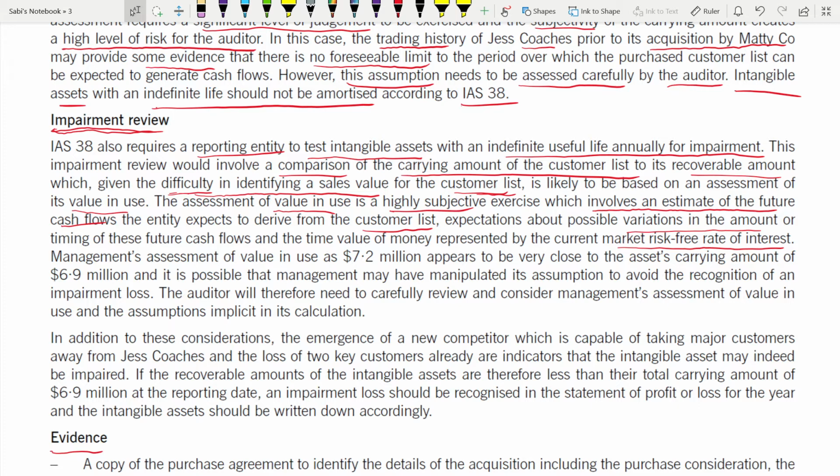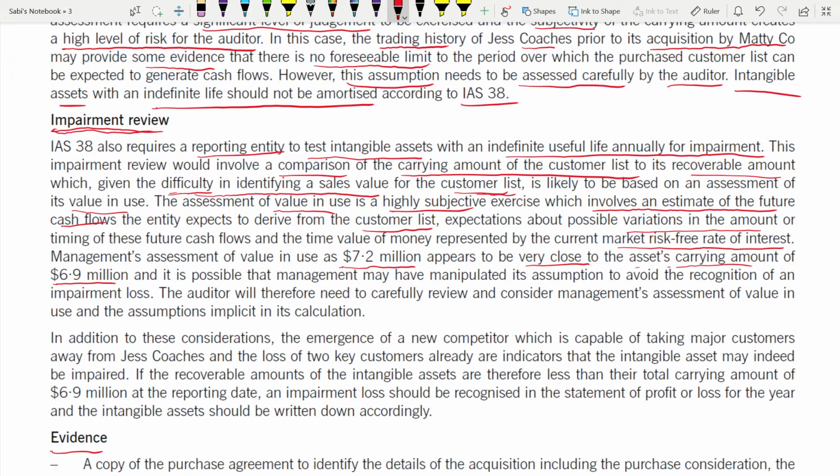So what was the management's assessment of value in use? It was 7.2 million. And if you see this 7.2 million, it appears to be very close to what? The asset's carrying amount of 6.9 million. So you can assume that this is more likely to be a fair value because it's very much close to the carrying amount also.